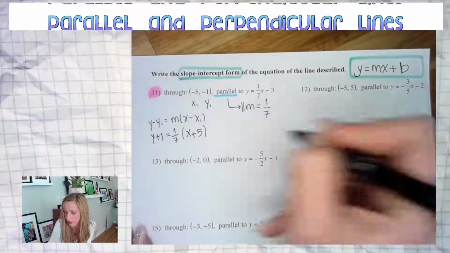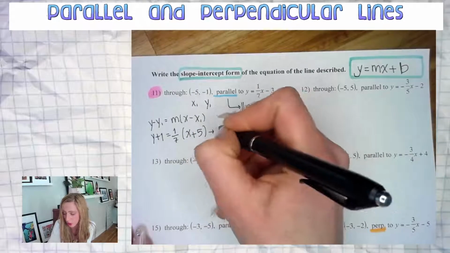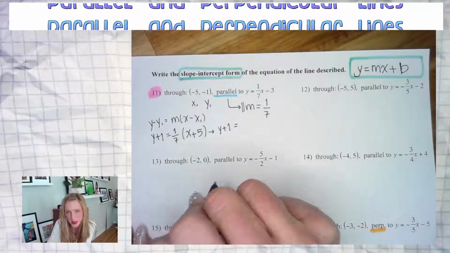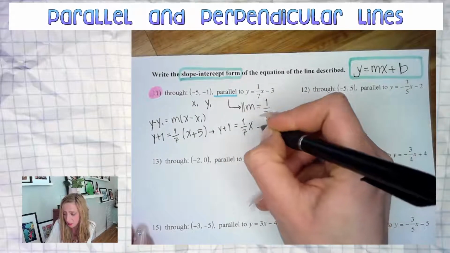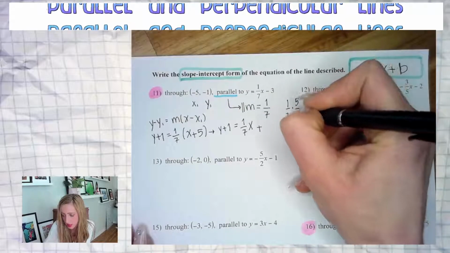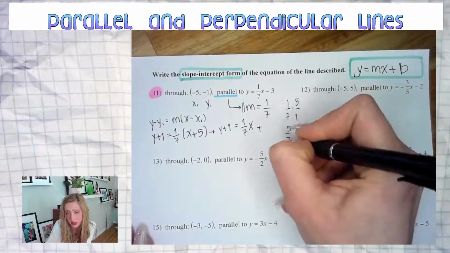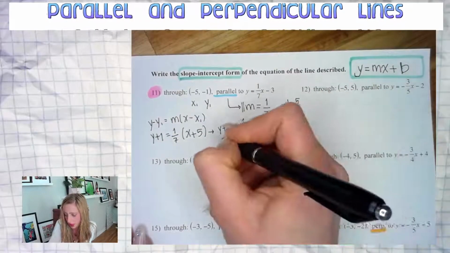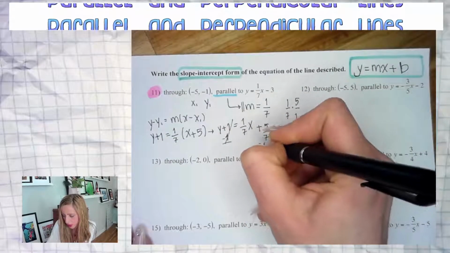Phase 1 is done. I'm going to use an arrow, not an equal sign. I'm going to distribute. Y plus 1, I'm trying to make it look like slope-intercept form. 1/7 times x is 1/7x plus 1/7 times 5, which is the same as times 5/1. 1/7 times 5/1 is going to just be 5/7. No big deal. 5/7. I need to subtract 1 from both sides. Take away a 1 here and it cancels. Take away a 1 here.